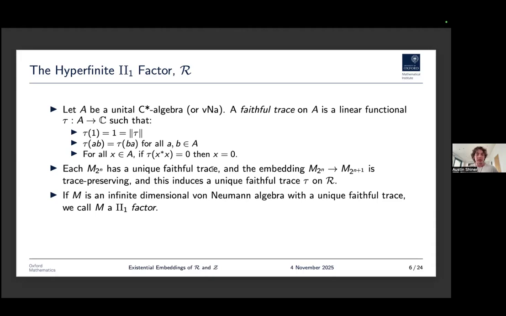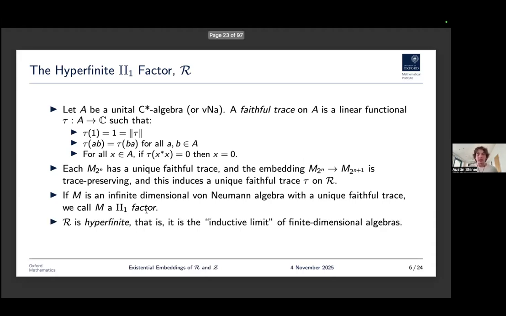This leads to the definition of what we call a two-one factor. So if M is an infinite dimensional von Neumann algebra with a unique faithful trace, we call M a two-one factor. Now R isn't just any two-one factor. R is what we call a hyperfinite two-one factor. So a two-one factor is hyperfinite if it's some inductive limit of finite dimensional algebras, just like R was. I'm being a little bit vague, but yeah.